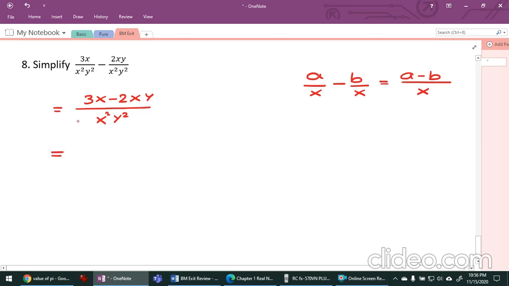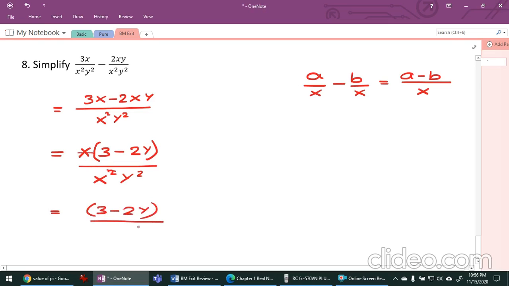Now you can see that here also you have x, here also you have x. So x outside, common out, amal mushtarak. So 3 minus 2y by x square y square. You have 1x here and x square here, they will cancel. So x will cancel with this. So you have 3 minus 2y by x y square. That's all.